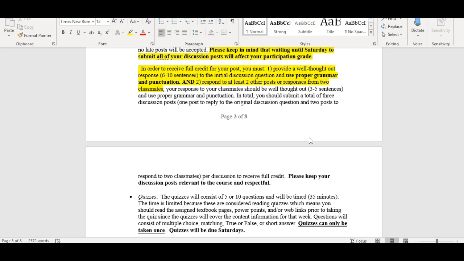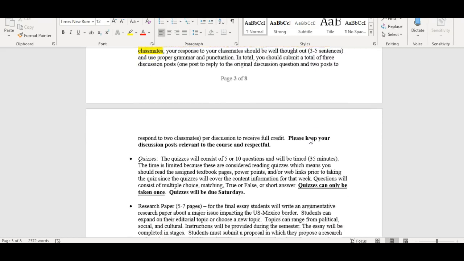If there is an issue where I find your discussion posts breaking NMSU's policy, like if you're promoting hateful speech or hateful rhetoric, or you're being offensive to women or to men, or you're making threats, of course I have to report you and you won't be able to continue posting on the discussion thread. So just please keep that in mind.